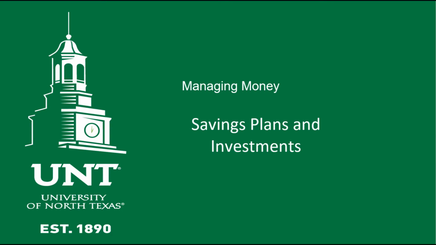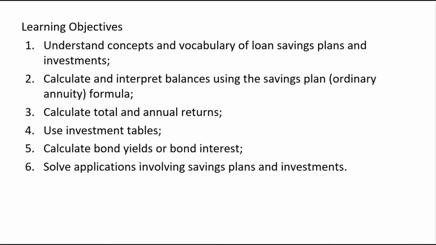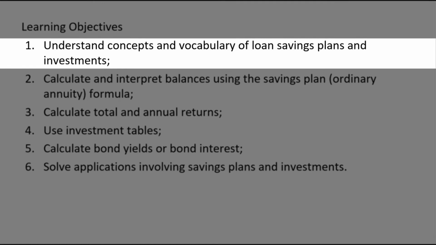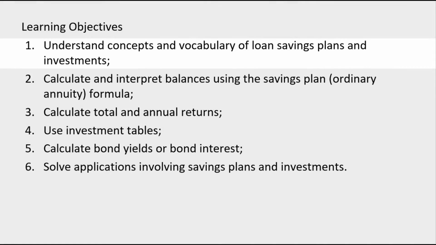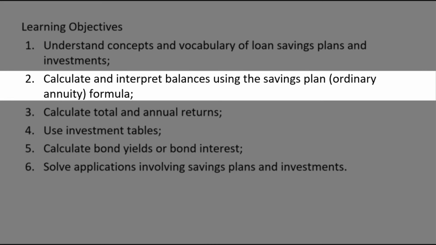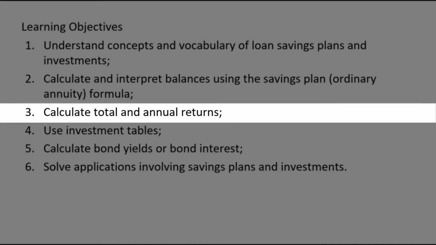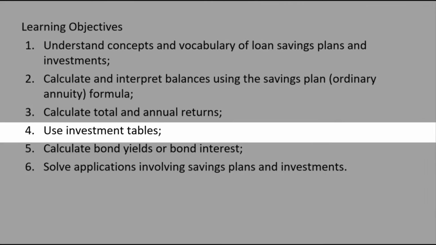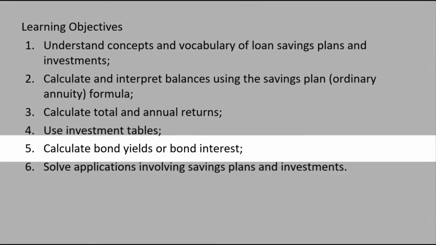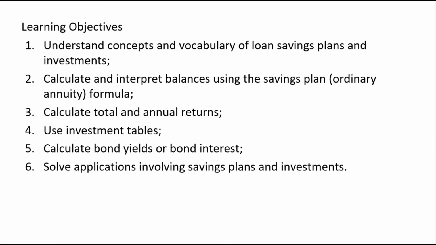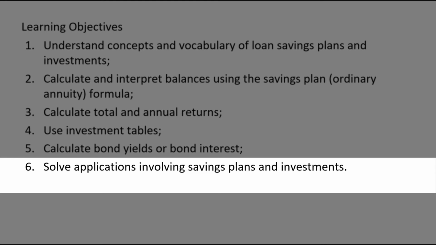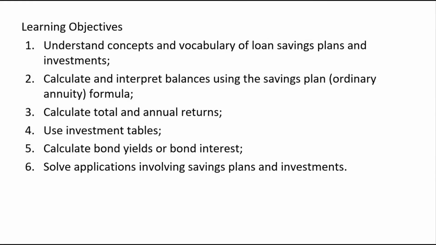The title of this lesson is Savings Plans and Investments. The learning objectives for this lesson are: understand concepts and vocabulary of loan savings plans and investments, calculate and interpret balances using the savings plan, which is called the ordinary annuity formula, calculate total and annual returns, use investment tables, calculate bond yields or bond interest, and solve applications involving savings plans and investments.